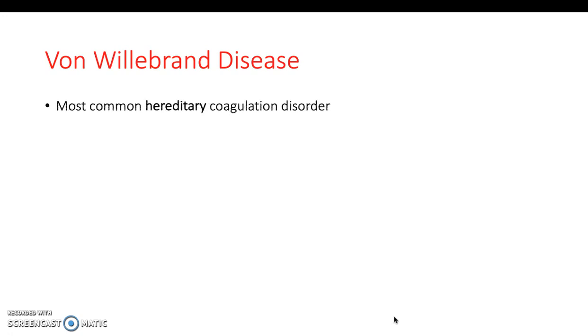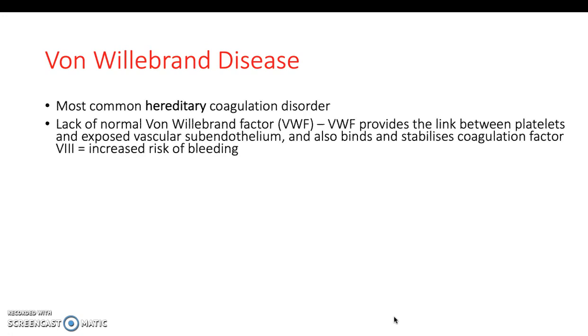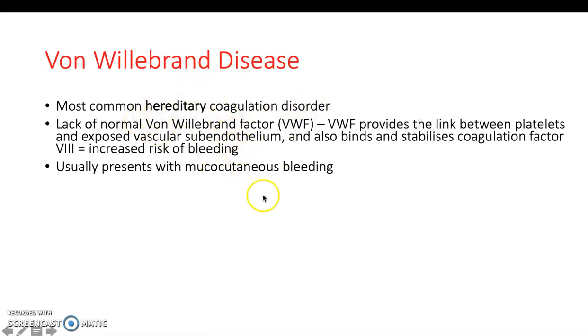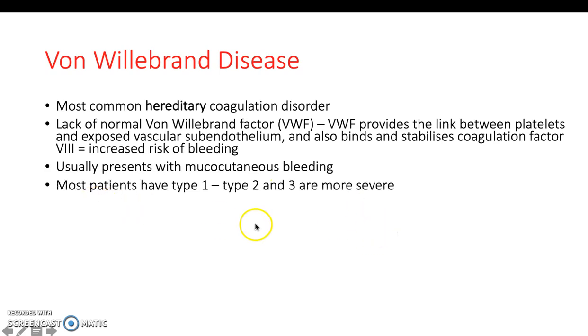Okay, von Willebrand's. It's the most common hereditary coagulation disorder, and lack of the von Willebrand factor essentially means you have an increased risk of bleeding. It usually presents with mucocutaneous bleeding, menorrhagia, and a positive family history is really important because it is inherited. Mucocutaneous bleeding includes GI bleeding or epistaxis. Most patients have type 1; types 2 and 3 are more severe.